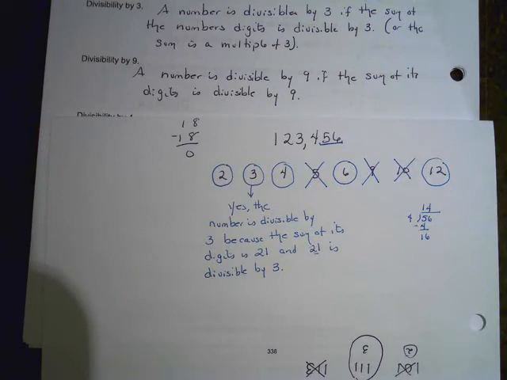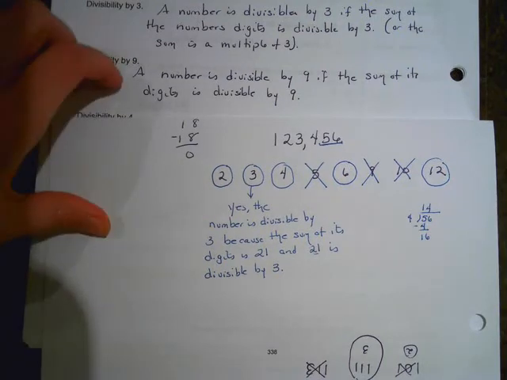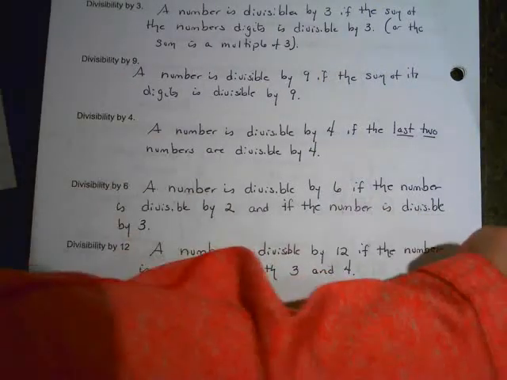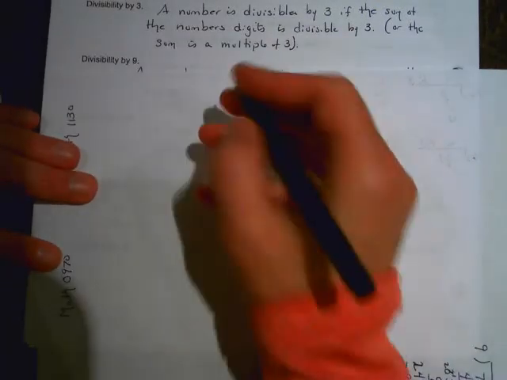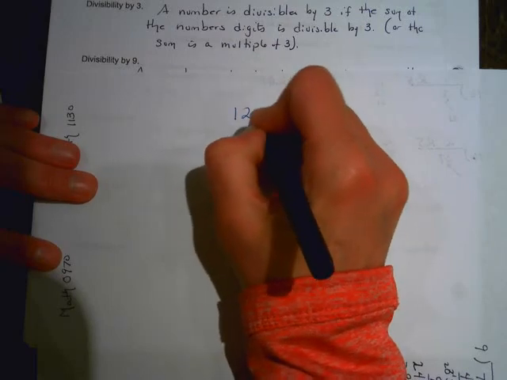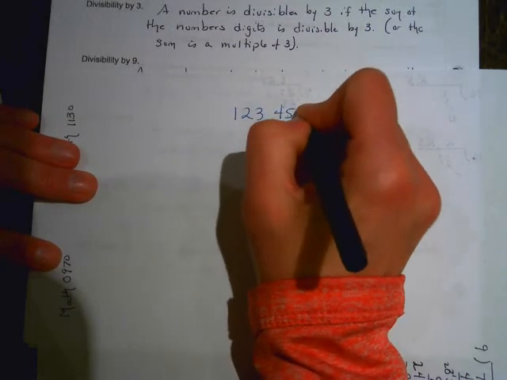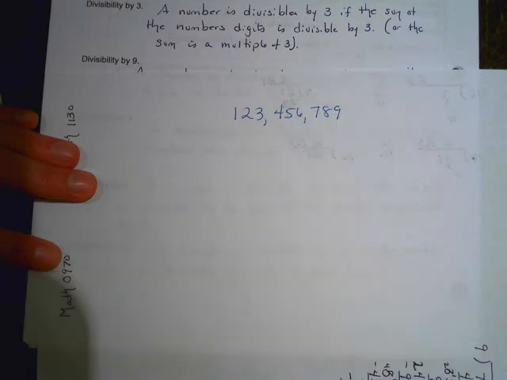I feel like we should try another one. Let's try one more. All right, how about, I'm just making one up. Let's hope it has something. How about we go all the way? 1, 2, 3, 4, 5, 6, 7, 8, 9.